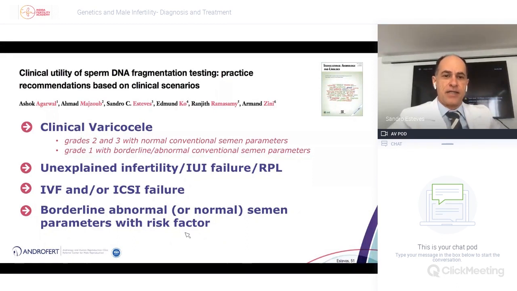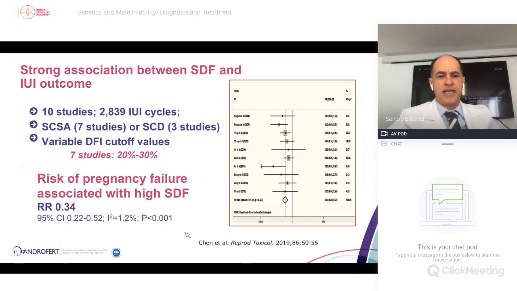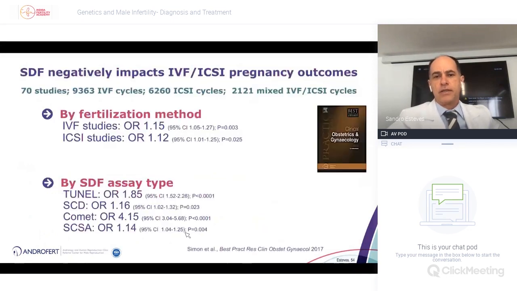I explained about varicocele already. There are some papers I included in the literature. For IUI, there's a strong association between DNA fragmentation and IUI outcome. This is the most recent meta-analysis showing that the risk of pregnancy failure has a remarkable association with high sperm DNA fragmentation. The most recent systematic review and meta-analysis also shows that sperm DNA fragmentation has a negative impact on both IVF and ICSI pregnancy outcome. So not only IVF studies, but also ICSI studies show a negative influence of sperm DNA fragmentation.